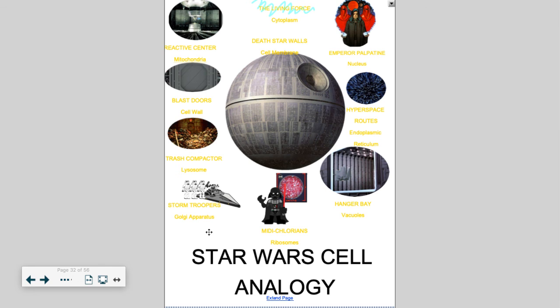I said my stormtroopers were like Golgi apparatuses. Golgi apparatus prepare things and ships them, and then, you know, stormtroopers. The lysosome was my trash compactor. So lysosomes, you know, is where waste products get stored, and there's the trash compactor. Blast doors, I said, were my cell wall, helps protect from one section of the Death Star to another. The mitochondria, which is the powerhouse of a cell, was my reactor center, because that's, you know, what powers the star base. So, I mean, not the best analogy.